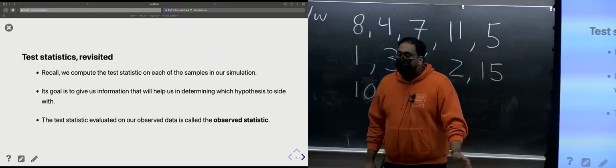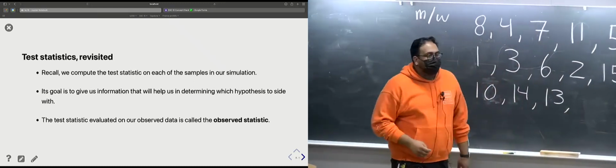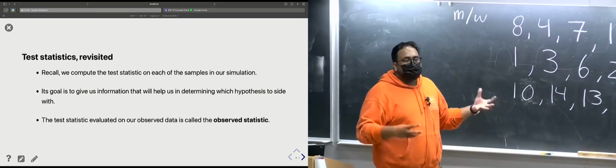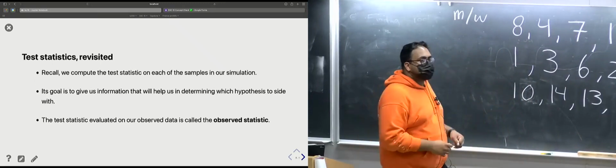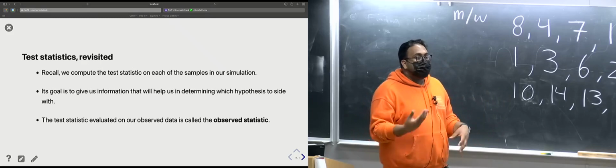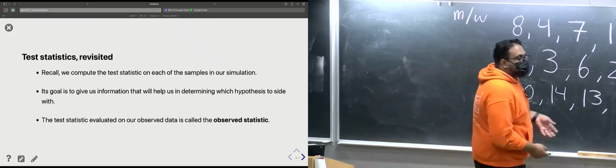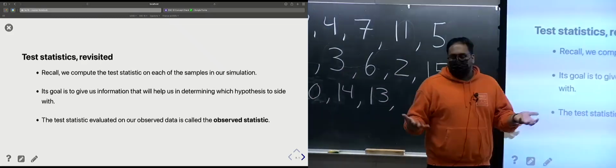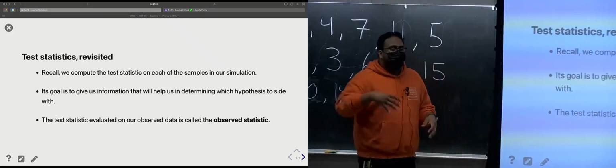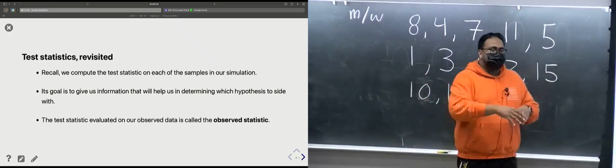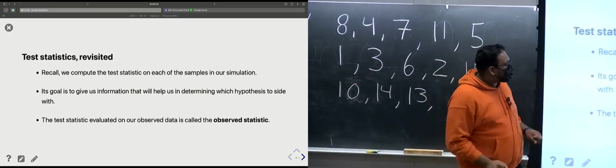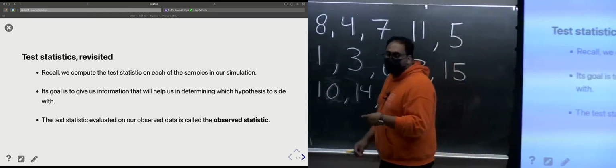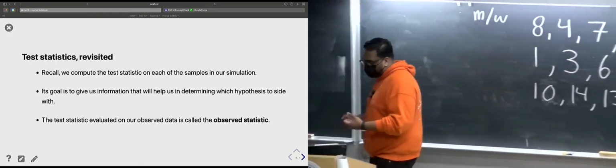So for instance, in real life, if I flipped a coin 400 times and saw 206 heads, and my test statistic was number of heads, my observed statistic is 206. Now in my simulations, I would have other values of test statistics. In one of my simulations, I might see 190 heads. In another, I might see 209 heads. So my simulated test statistics will vary, and that's why there will be a distribution. But my observed statistic is just one value. That corresponds to what I actually saw in real life.